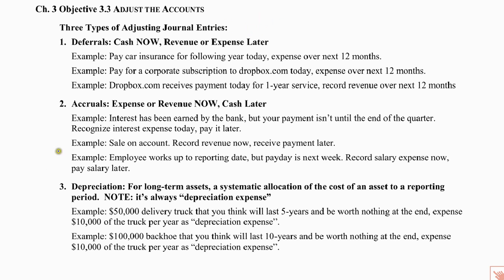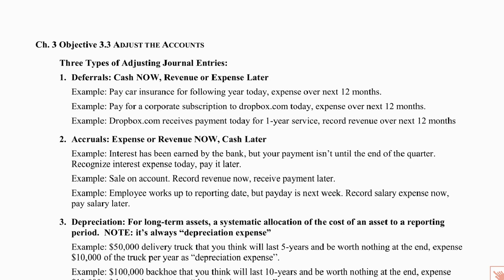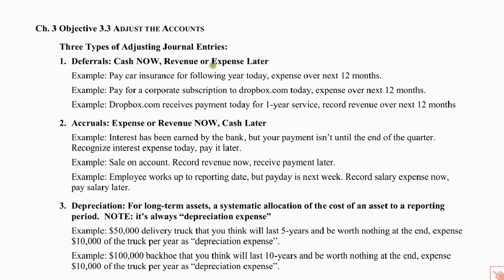Okay, so we're still in Objective 3.3 here. There's a lot on this slide. Let me see if we can squish it in. There we go. There are 3 types of adjusting journal entries: deferrals, accruals, and depreciation. It's unfortunate that the second type is an accrual, because we're talking about accrual accounting. All 3 of these are examples of accrual accounting. So an accrual is a special part of accrual accounting, but deferrals, accruals, and depreciation are all accrual accounting.